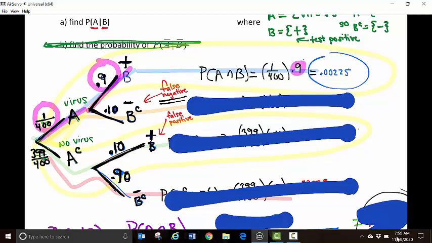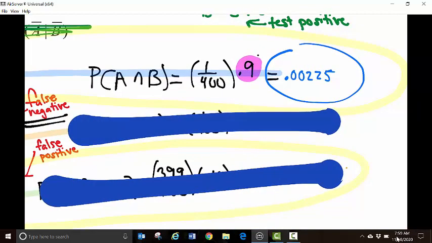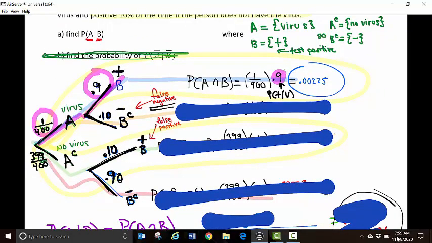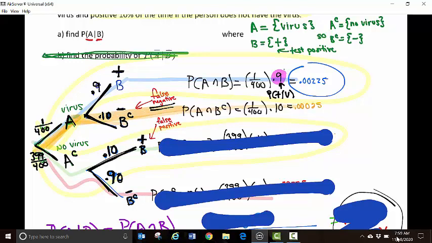This is already a dependent one. This 0.9 is the probability of positive given you have the virus. It's already figured out for you. Okay, that would be the blue path. The orange path, which is this one, A and then B, so that's getting a false negative, would just be multiplying the two together. Again, you can choose to write that down or not.